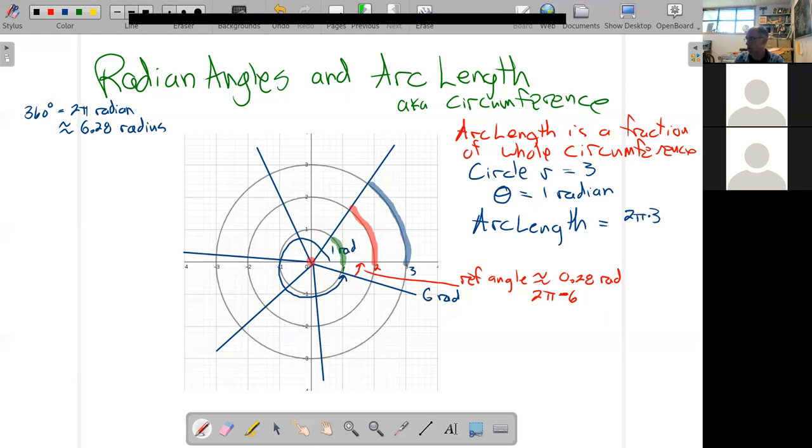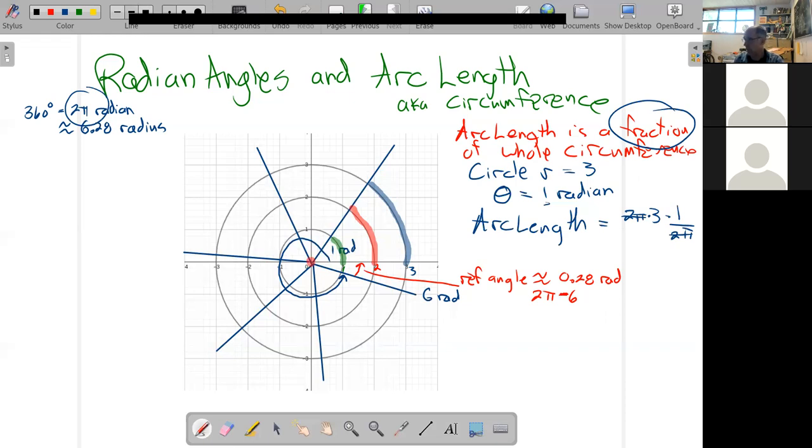So what fraction did I go around? Well, I went 1 out of the whole rotation. What's a whole rotation? 2 pi radians is the fraction that I covered there. So if I clean that up a little bit, the 2 pi's divide out, and I get an arc length of exactly 3 on a circle of radius 3 for 1 radian.